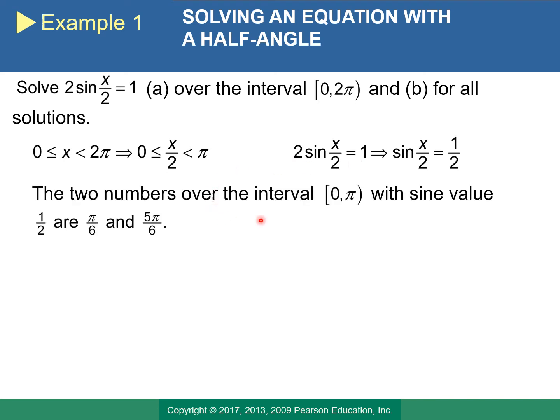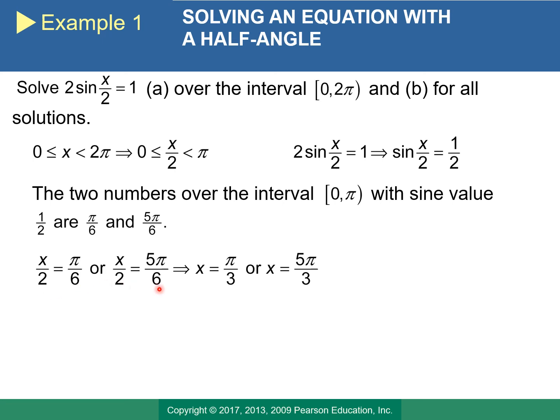Now the two numbers over our interval, notice our adjusted interval from 0 to pi, with sine values of 1/2. So from 0 to pi on your unit circle, when is sine 1/2? It's at pi over 6 and 5 pi over 6. Okay. And just a quick reminder, we're picking the radian values because we were given our interval in radian measure. If this was given in degrees, if this said 360, we would translate this to degrees. Okay, so x over 2 is pi over 6 and 5 pi over 6.